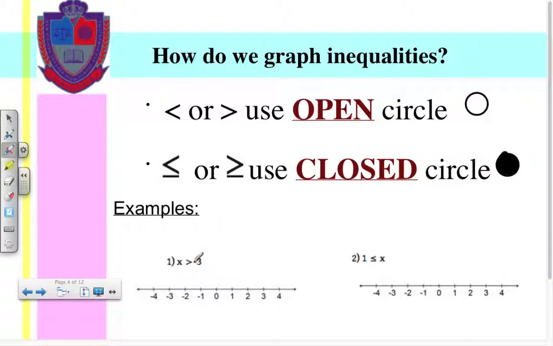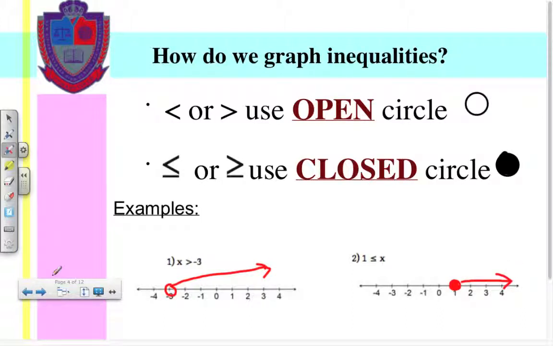So let's see how this looks on a number line. X is greater than negative 3. I am at negative 3 with an open circle. Anything greater than negative 3 goes to your right. Number 2, start with your variable. X is greater than or equal to negative 1. That will be a closed circle because it has the line at the bottom. Greater than goes to the right.